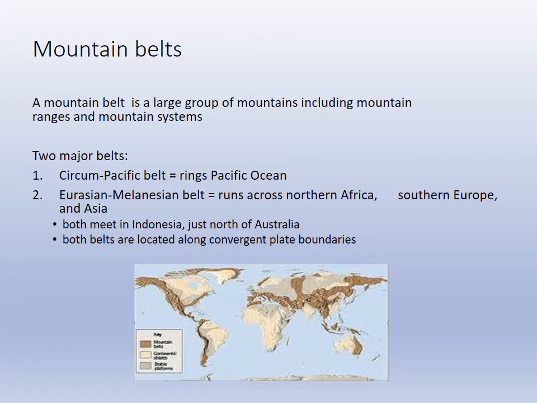They generally occur in belts. There are two major belts. The Circum-Pacific Belt is caused by the Ring of Fire, as it's called, in the Pacific Ocean. And then the Eurasian-Malaysian Belt runs across Africa, Europe, and Asia.